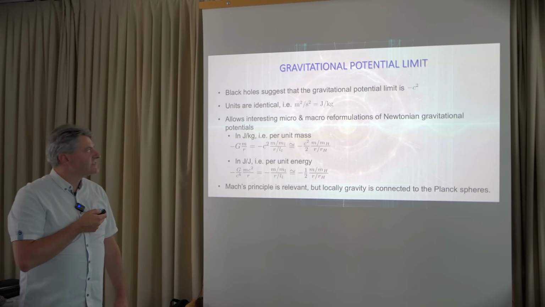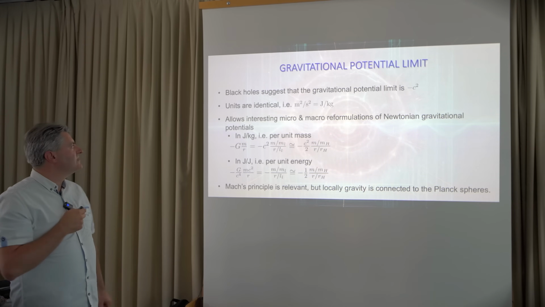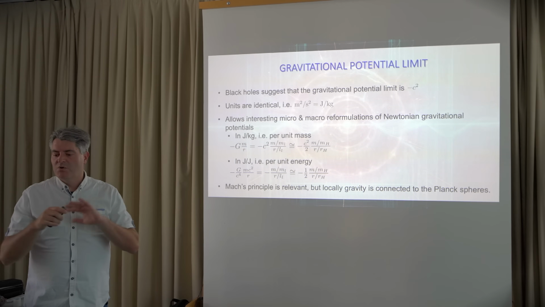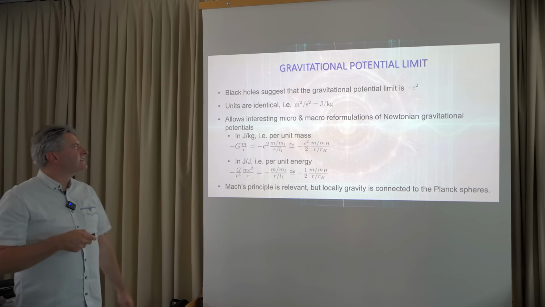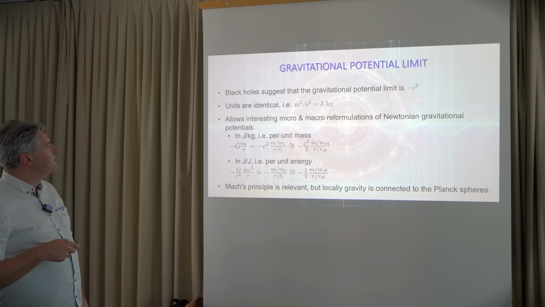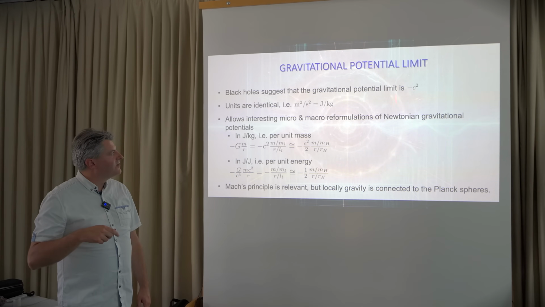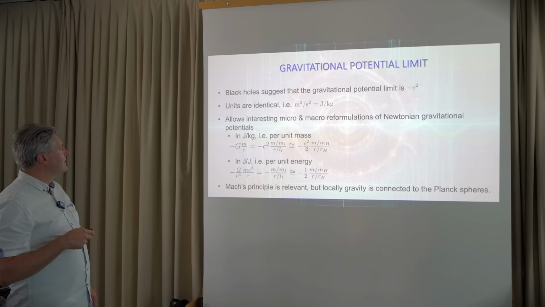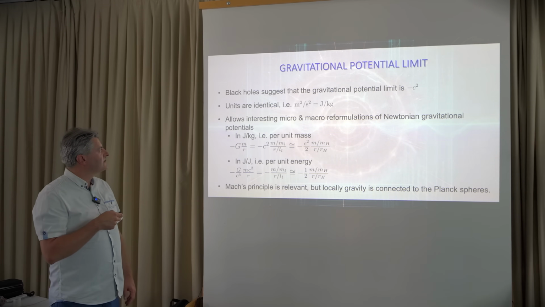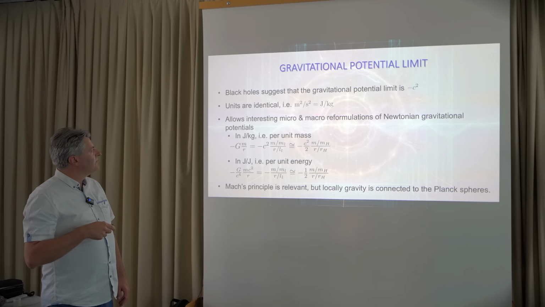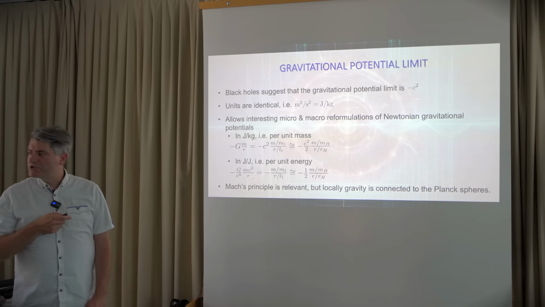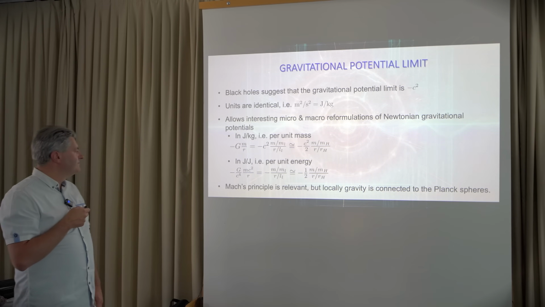Something else that follows is that if our observable universe is a black hole, and black holes are generally the most dense form of matter, then what also follows from that is the limit for our gravitational potential in our universe is minus c squared. This is also something that Alexander was already touching on, because the units of velocity squared and a gravitational potential are the same.